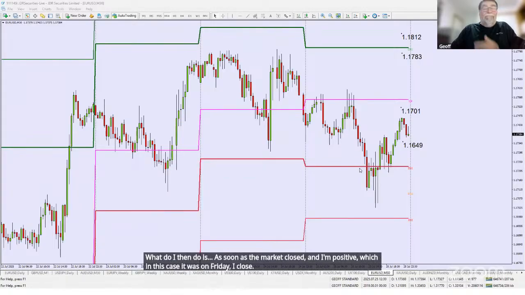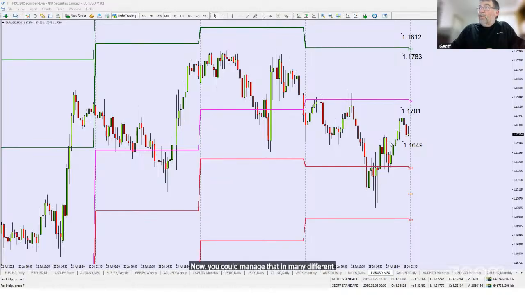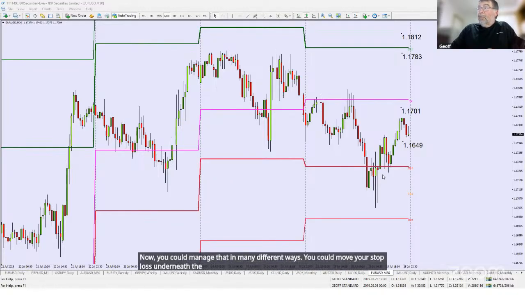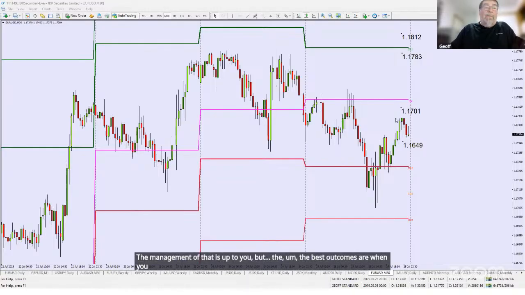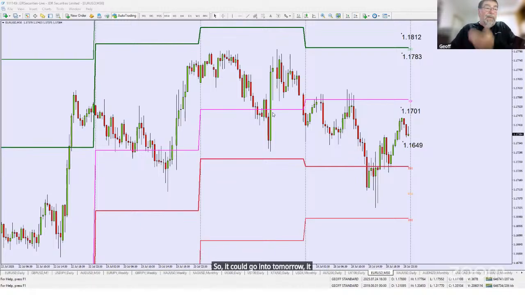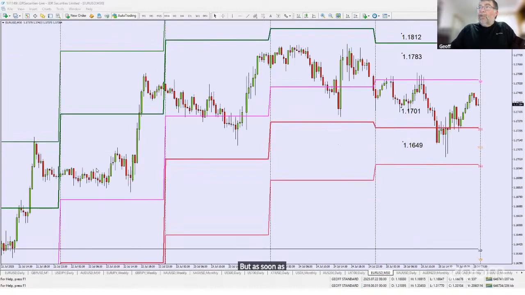Now you could manage that in many different ways. You could move your stop loss underneath the bar. You could move your stop loss underneath the swing, whatever you want to do. The management of that is up to you. But the best outcomes are when you close at the first positive close. So it could go into tomorrow, it could go into Monday, sorry, it could go into Tuesday. But as soon as you get that positive close, you close the trade.